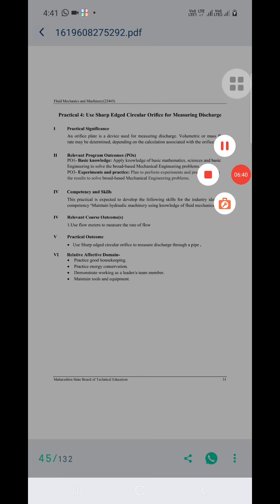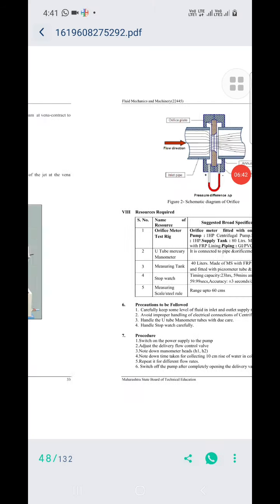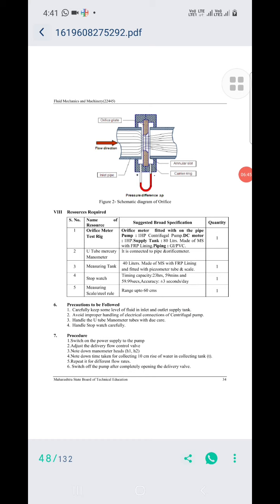Use a sharp edge orifice meter. So write down the resources: U-tube manometer, measuring tank, stopwatch. The orifice meter setup consists of a 1 HP centrifugal pump, a DC water supply with lines, a U-tube manometer, a measuring tank, a stopwatch, and a measuring scale. So what precautions are to be taken? Firstly, write down the resources.